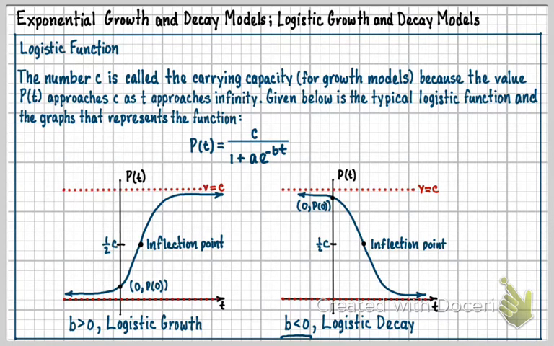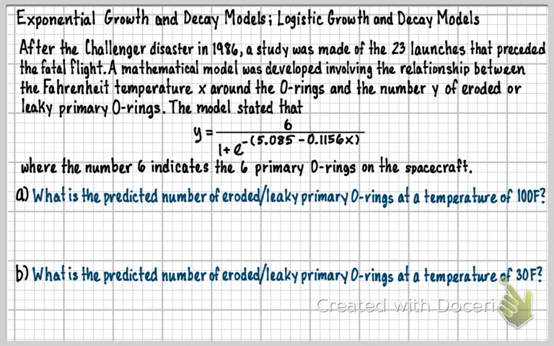So now let's take a look at the problem associated with this logistic function. After the Challenger disaster in 1986, a study was made of 23 launches that preceded the fatal flight. A mathematical model was developed involving the relationship between the Fahrenheit temperature x around the O-rings and the number y of eroded or leaky O-rings. The model stated that y equals 6 over 1 plus e to the negative quantity 5.085 minus 0.1156x, where the number 6 indicates the 6 primary O-rings on the spacecraft.